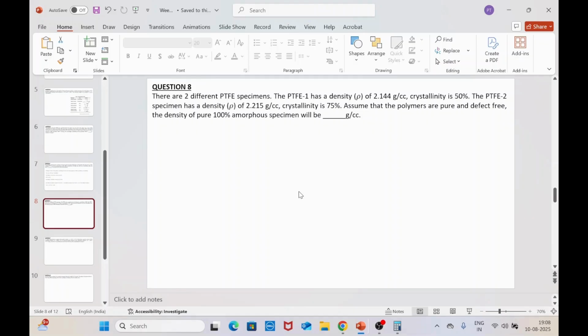PTFE1 has a density of 2.144 gram per cc and its crystallinity is 50 percentage. PTFE2 has a density of 2.215 gram per cc, but its crystallinity is 75 percentage. Now you are asked to assume that the polymers are pure and defect free and calculate the density of a pure 100% amorphous specimen.